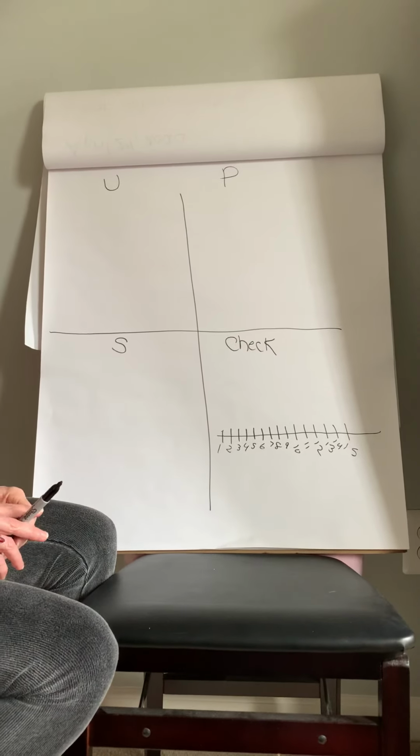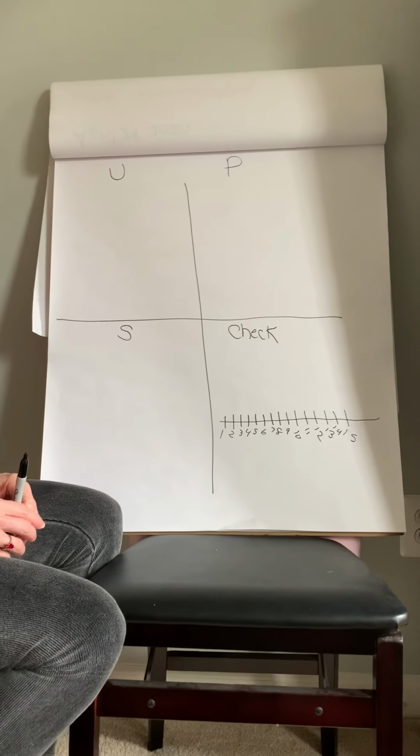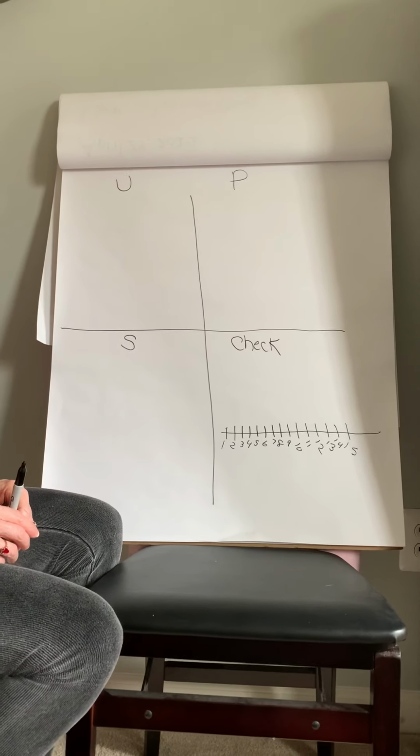Kudos to Dyson's dad for showing him a number line. Kind of a cool thing. I saw that. Share that, please.